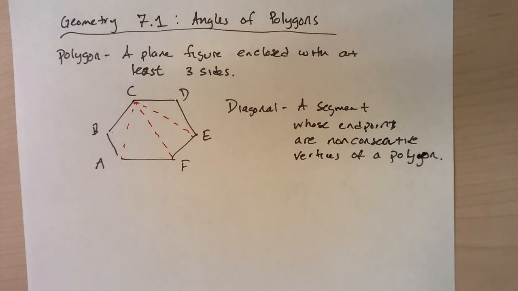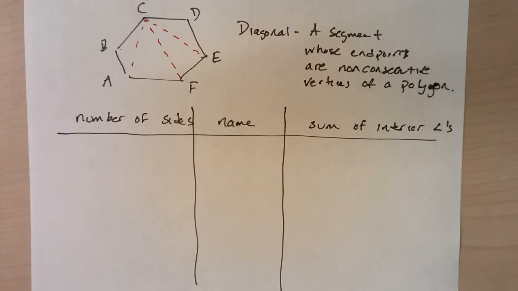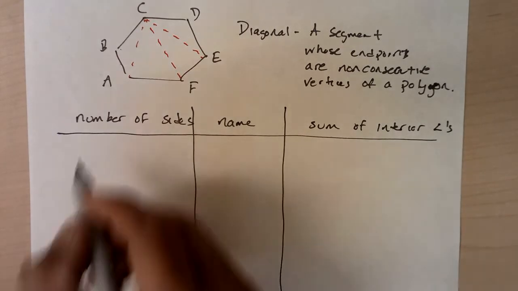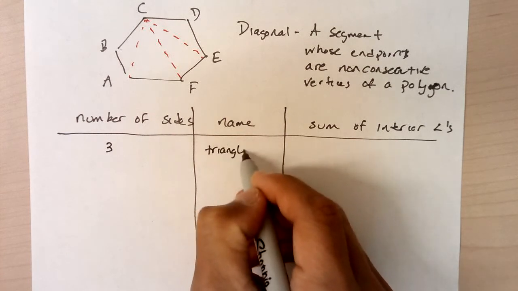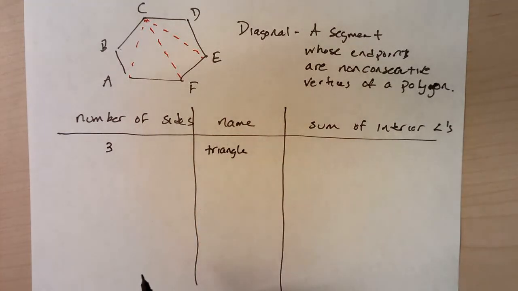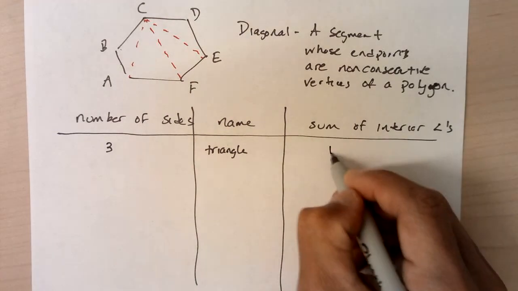So that kind of leads to the interior angle sum of any polygon. Let's take a look at that. And before that, I'm going to build a table. If I take a look at the number of sides of a polygon, the minimum number of sides we could have is 3. Should know the name of that is a triangle, regardless of what kind of triangle you have. And you should already know the sum of the interior angles of any triangle, 180 degrees.